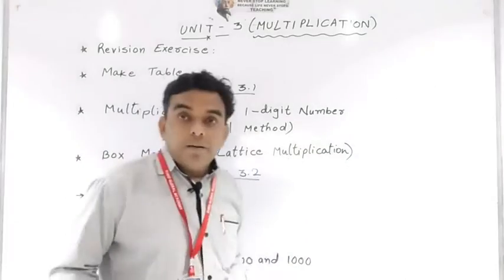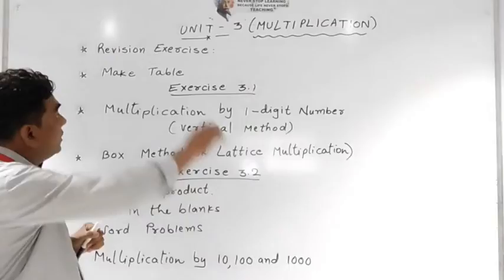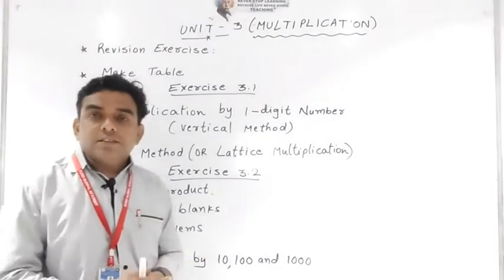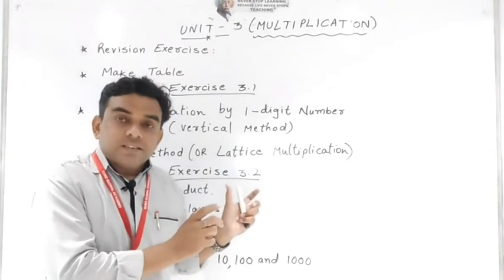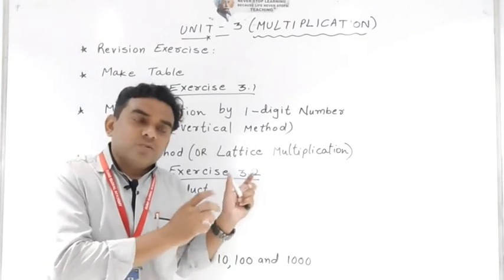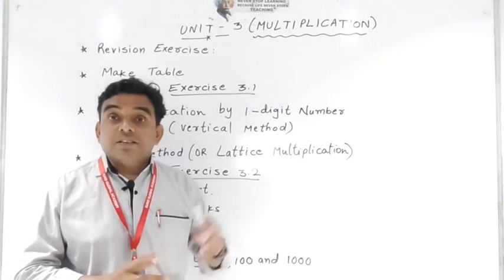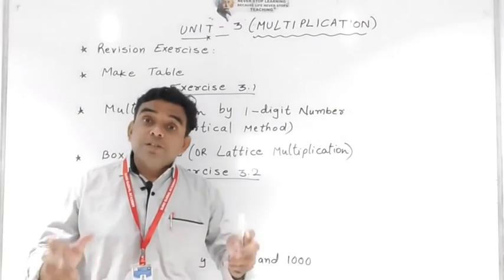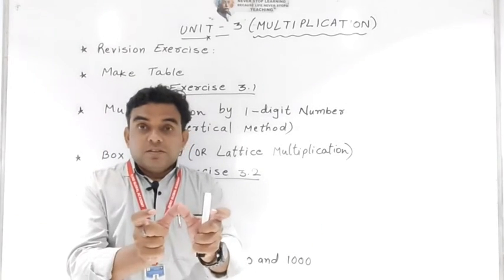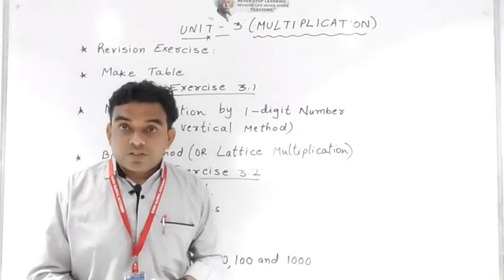Unit 3, multiplication. Students, you can see the board properly here. Revision exercise. Revision exercise, that means what? You have already learned some of the things related to the multiplication lesson; that is the revision exercise. In that, product will be there. Product, that means what, students? Whenever you multiply 2 numbers, then the answer will come. The answer is said to be a product.